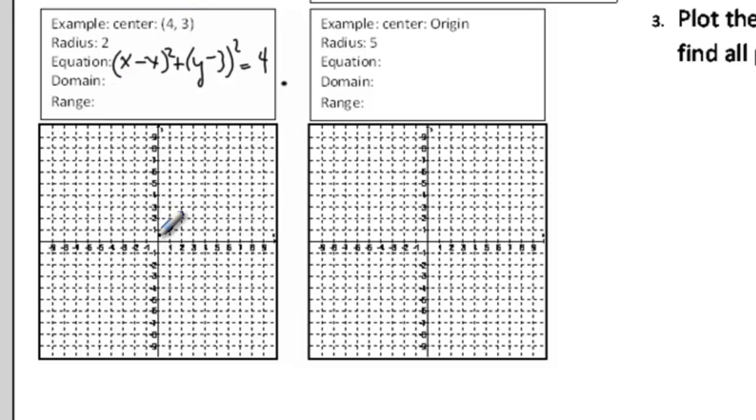Alright, so we'll begin by setting our center at 4, 3, and then we'll go ahead and create our circle. Radius about right there. Domain is going to be from the left to the right, from 2 to 6, and the range is going to be from the bottom to the top, which is 1 to 5.